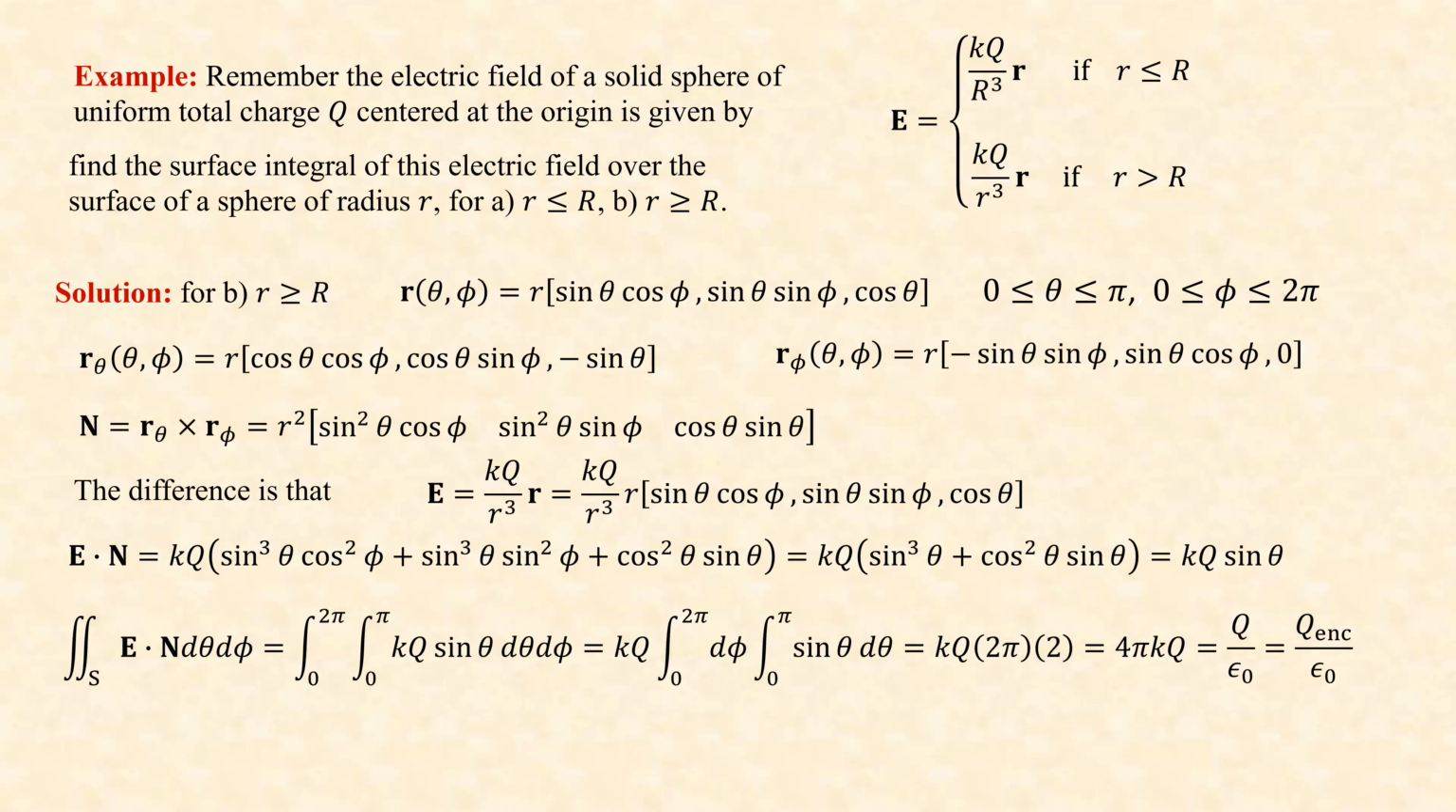Again, 4 pi k is 1 over epsilon naught, and the result is Q over epsilon naught. And again, in this case, that Q is the total charge that's inside, because beyond that sphere we don't have any other charges. So it becomes the total charge inside the sphere divided by epsilon naught. So the integral becomes Q enclosed over epsilon naught. That's Gauss's law again. All right? So you see that the way we define the surface integral, it works with the Gauss's law that we know. Any questions?